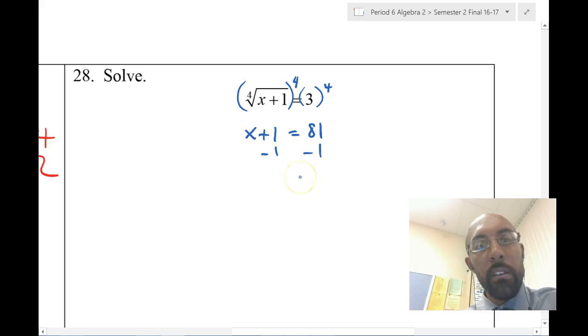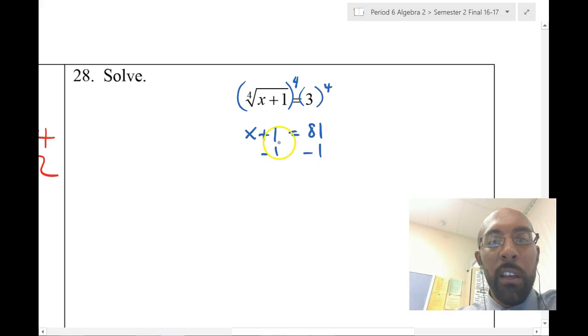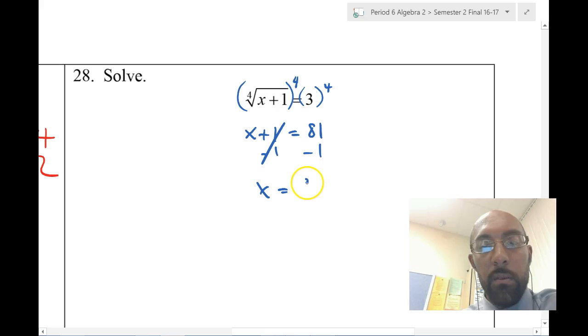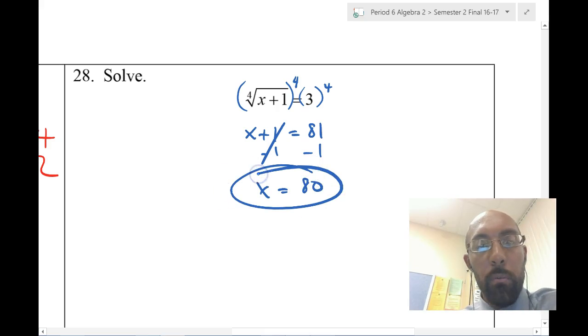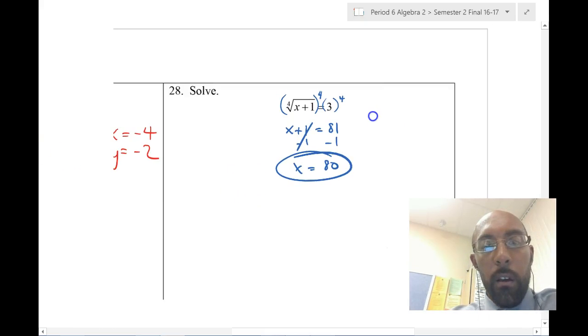Okay, how do I know that? Because I've done this problem like 100 times. So I already know what 3 to the 4 is. All right, so cancel out the 1 there, and x is equal to 80. Boom! Dynamite. All right, so next one.